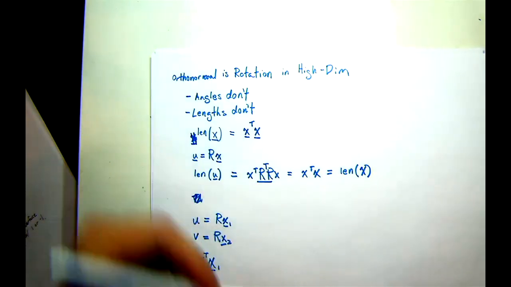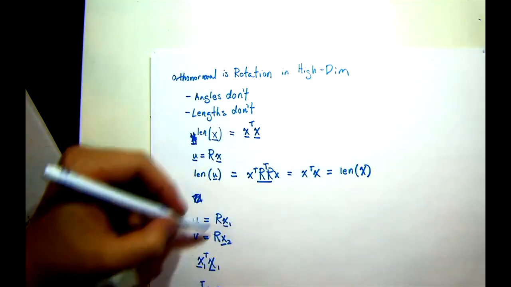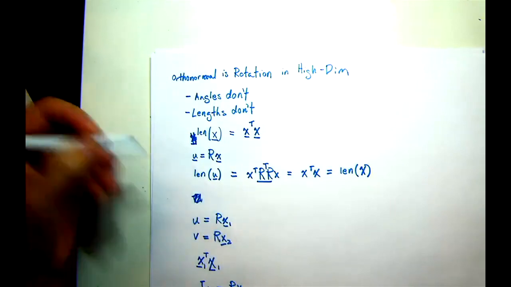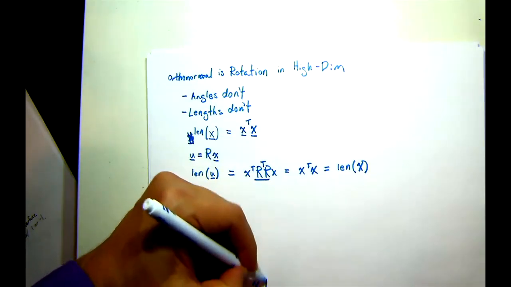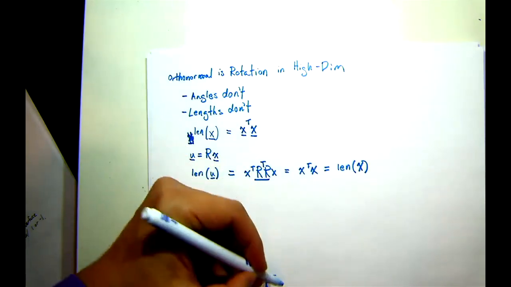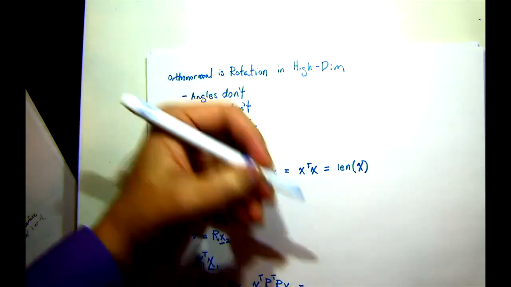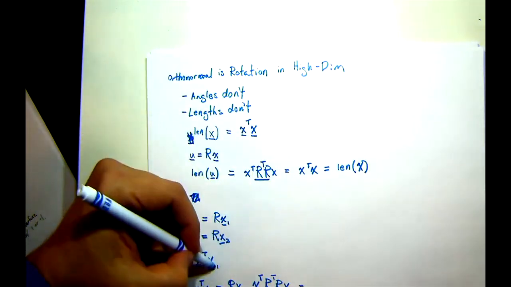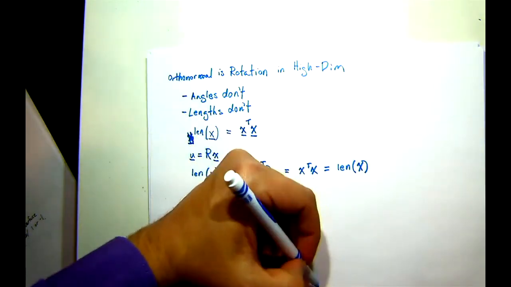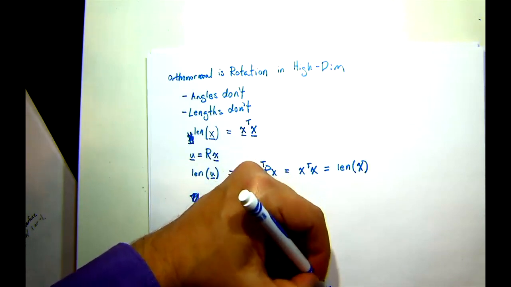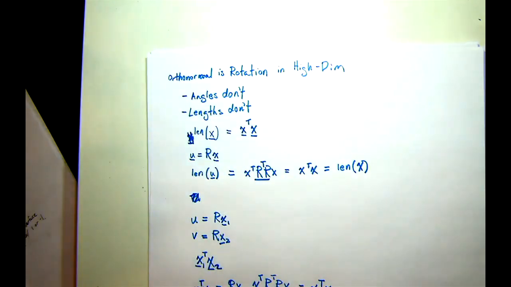This is equal to R x1, transposed, times R x2, that is x1 transpose R transpose R x2. Sorry, I got a typo here. Again, because of the identity there, that's going to be x1 transpose x2. So that just means the angles don't change. So we could apply these rotations.